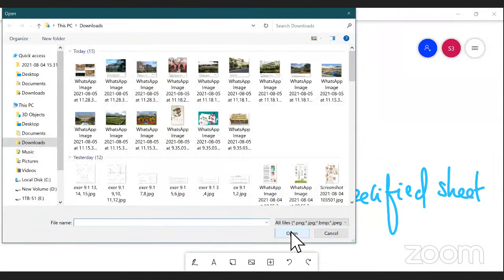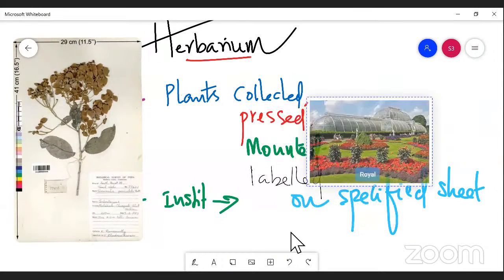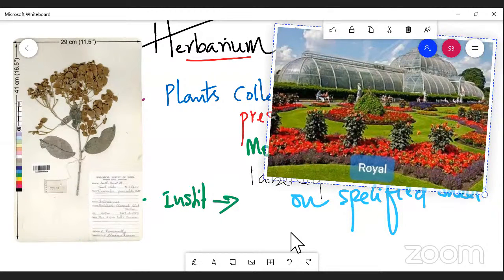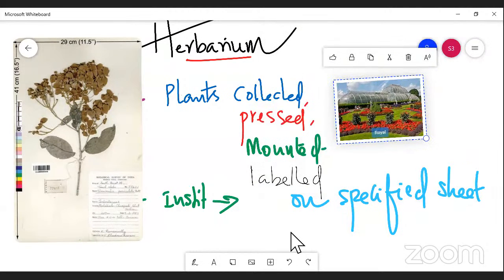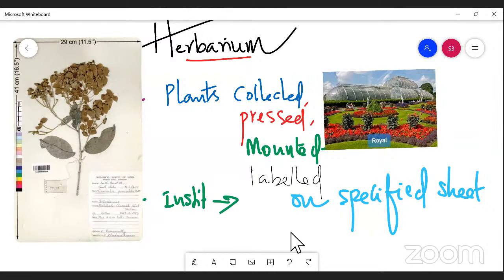So I would like to mention the very largest herbarium. Now this is the Royal Botanical Garden. It is one of the largest herbaria, right? So Kew Herbarium. This is a place where you can see the preparation of such a herbarium, and all the data are available regarding each plant: what we are going to collect, what we are going to press, what we are going to mount, and what we are going to label on a specific sheet. So that is called a herbarium.